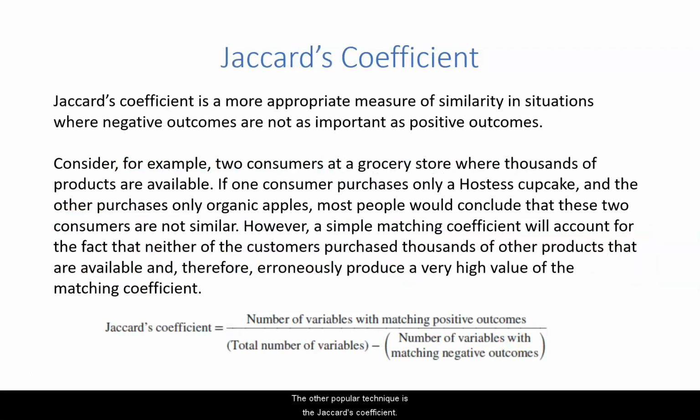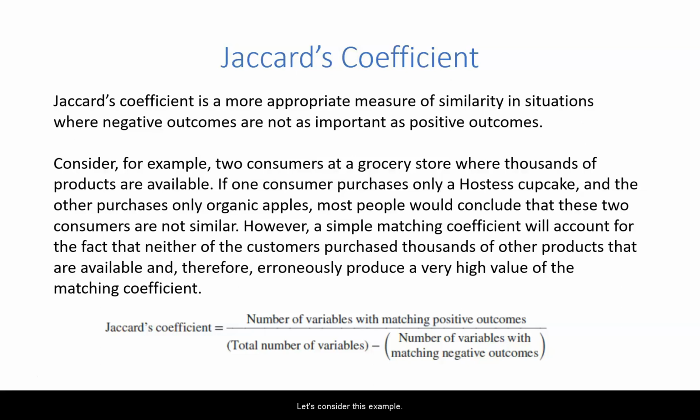The other popular technique is the Jaccard's coefficient. Jaccard's coefficient works in a similar way as matching coefficient, in the sense that both use the proportion of matching variables as the similarity measure. But Jaccard's coefficient is more appropriate in situations where negative outcomes are not as important as positive outcomes. Therefore, it is often used when your variables are binary, especially when you indicate a positive or negative outcome, such as purchase or does not purchase, own or does not own, and so on.